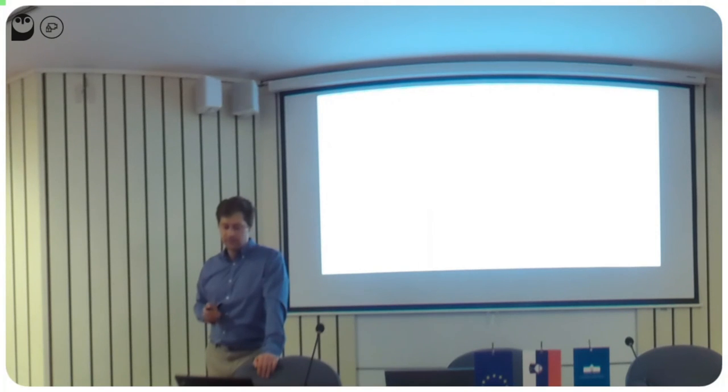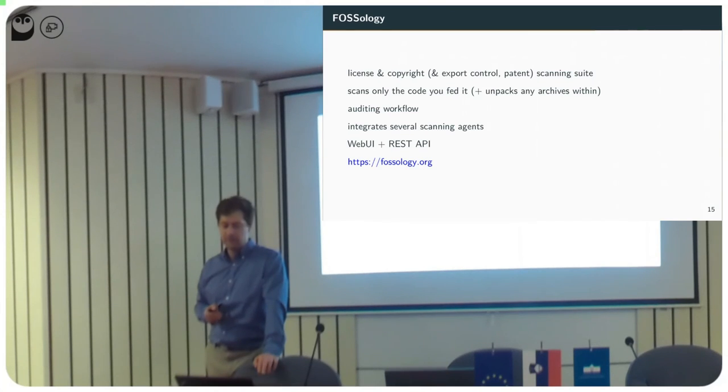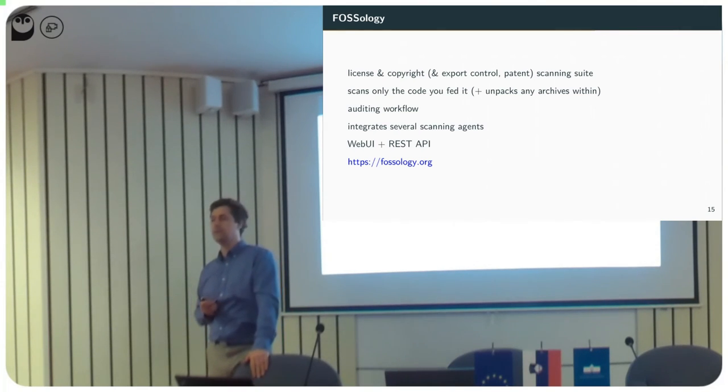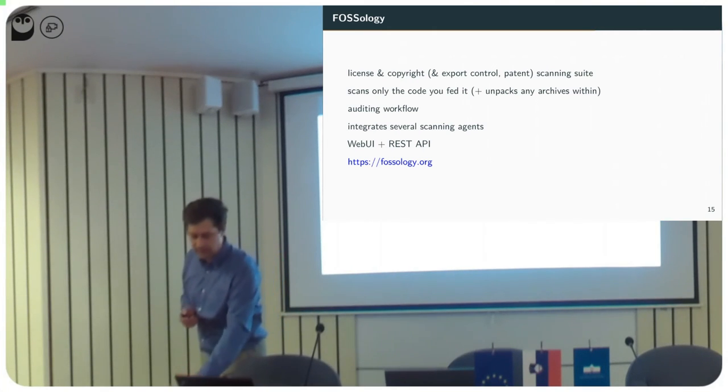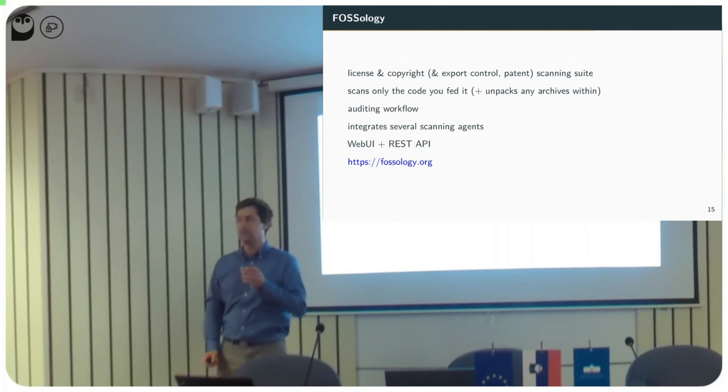Another approach would be using Fossology, which we use in our company often, which is basically Opossum and ScanCode combined. Fossology is a similar tool, so it's also a license and copyright scanner that actually has different scanning agents. So it has a different approach of how it finds licenses. It also checks for export control and patent language if you need to care about that. It has a web UI and a simple REST API. And as such, it's made with an audited workflow in mind.